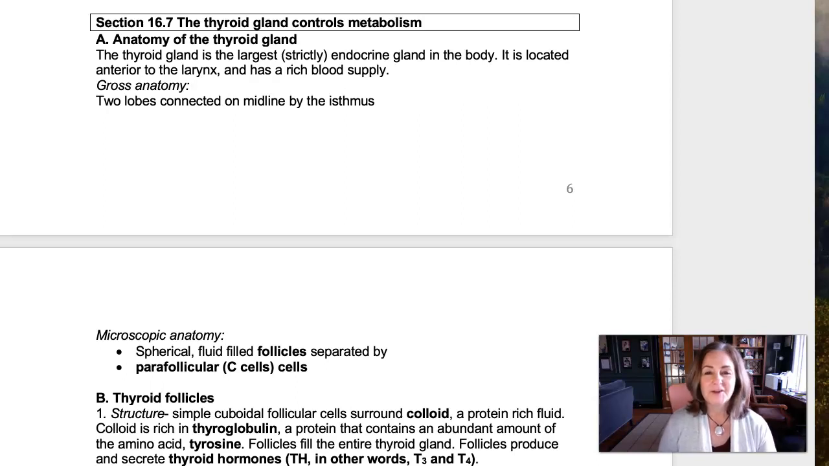In this video, I'd like to talk about the thyroid gland, at least the biggest part of the thyroid gland, the thyroid follicles that produce hormones that affect metabolism. So first, let's take a look at the structure of the thyroid.